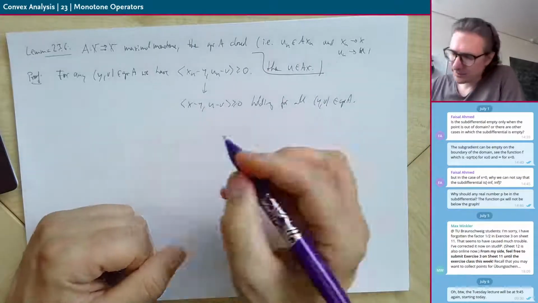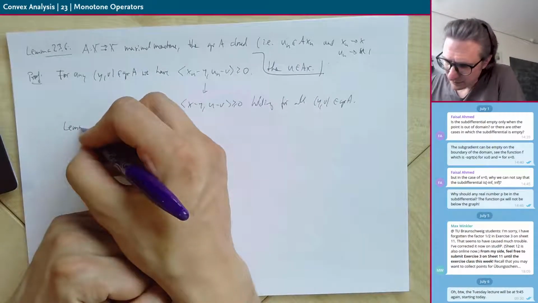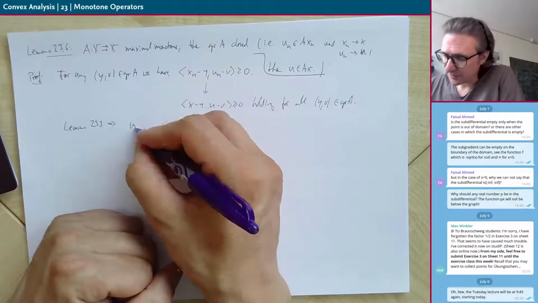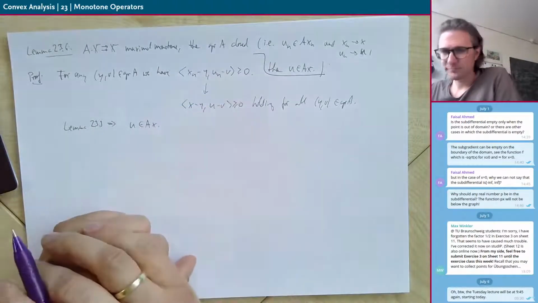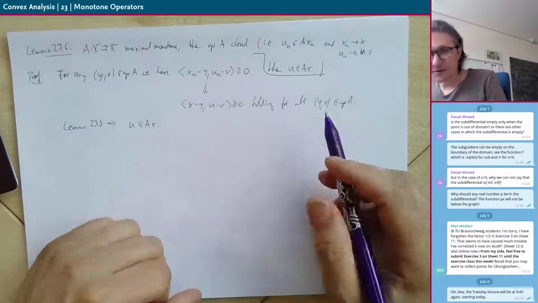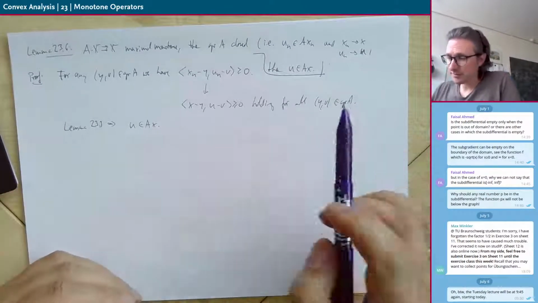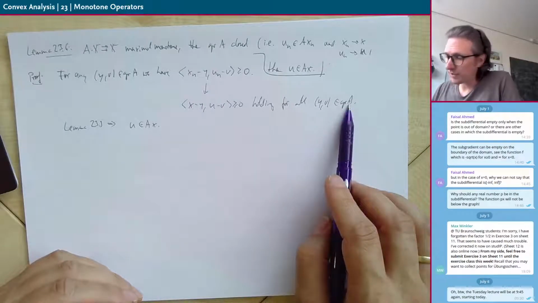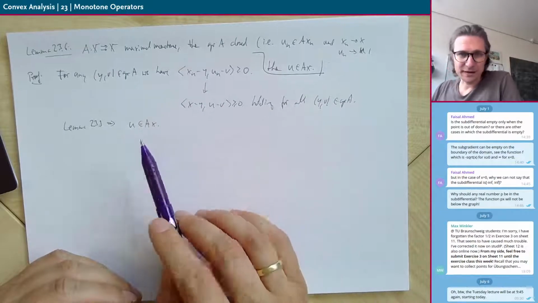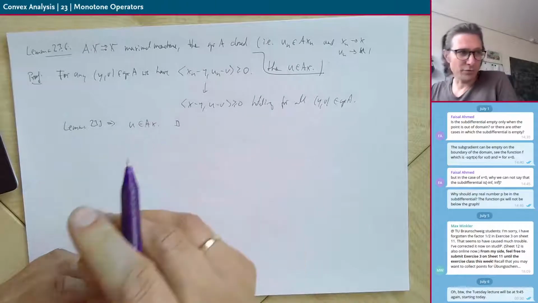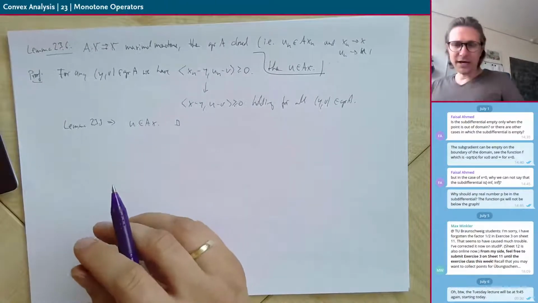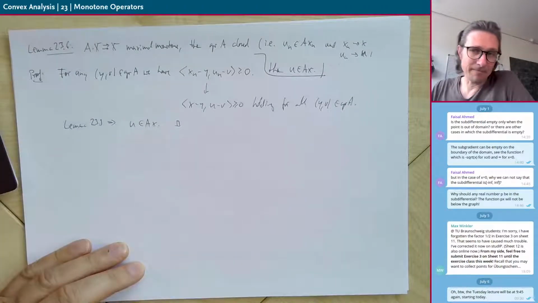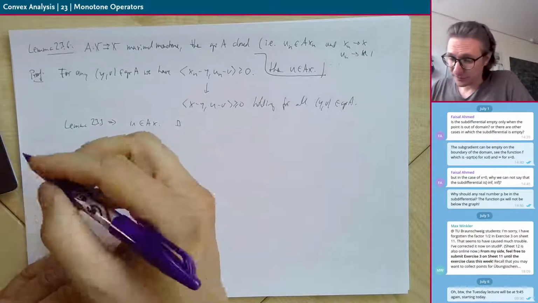But again, Lemma 23.3 implies that then you must have u in A of x as claimed. Simple as that. So that's how you use Lemma 23.3, right? That you just from this inequality holding for all y and v in the graph get that. And this was already the full proof. Okay, so now let's come to the proposition which tells us that subgradients are monotone.